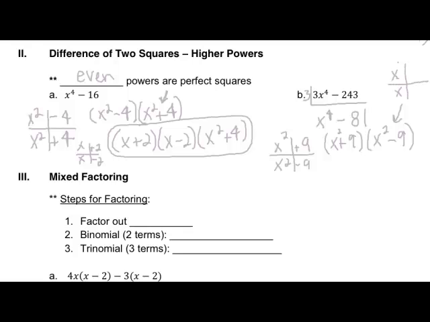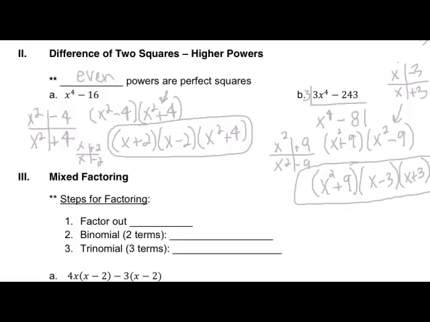This time we have x and x. Factors of 9 are 3 and 3. To get rid of our middle term, again, one has to be positive and one has to be negative. So our final answer, we have x squared plus 9, and then we have x minus 3 and x plus 3. If you remember from the first chapter, the order of multiplication does not matter. So as long as you have these three factors, it does not matter which order they are in. So your final answer here is x squared plus 9, x minus 3, and x plus 3.